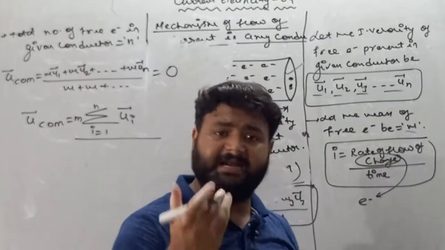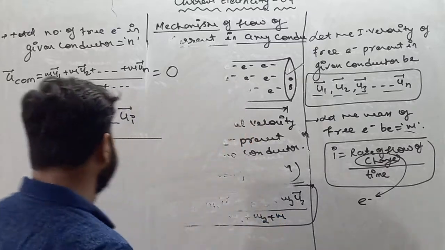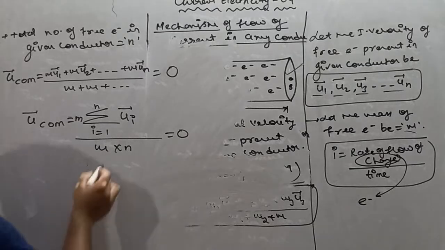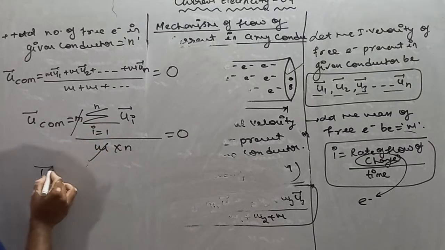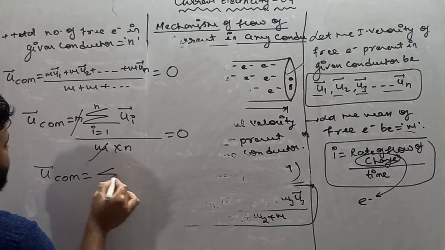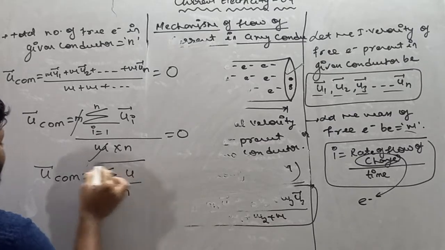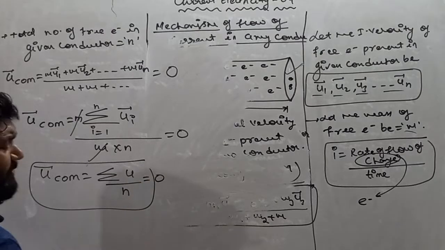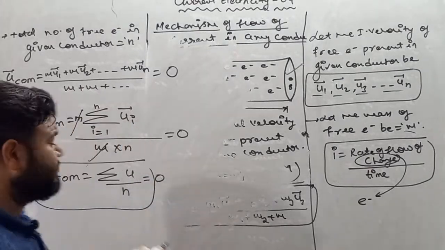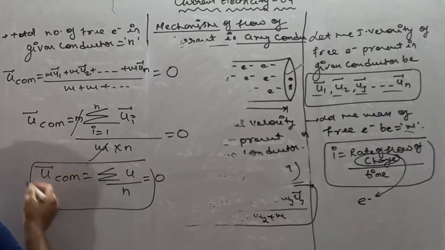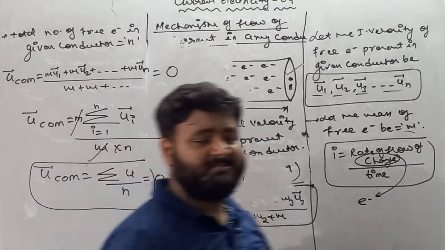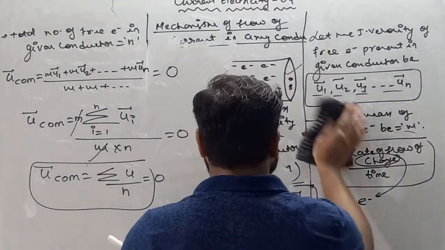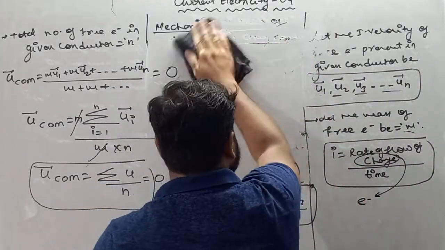How many times, beta? n times, because n number of free electrons are there. So m into n, and its effect is 0. Now see, m and m get cancelled. So u center of mass is summation u by n. Now I am not writing i equals 1 to n, because we know that the number of free electrons is 1 to n. So this is the average initial velocity of free electrons present inside the conductor.